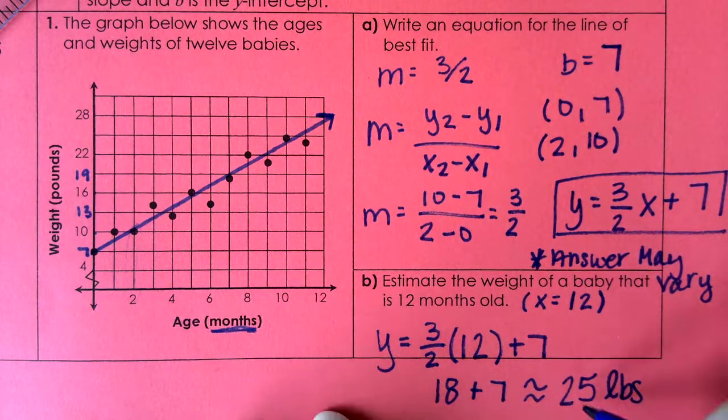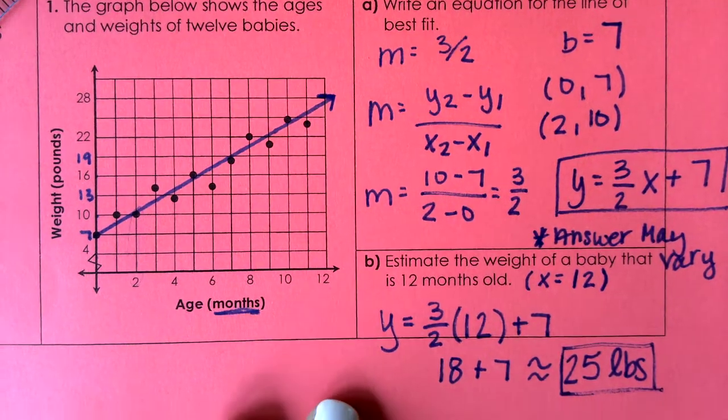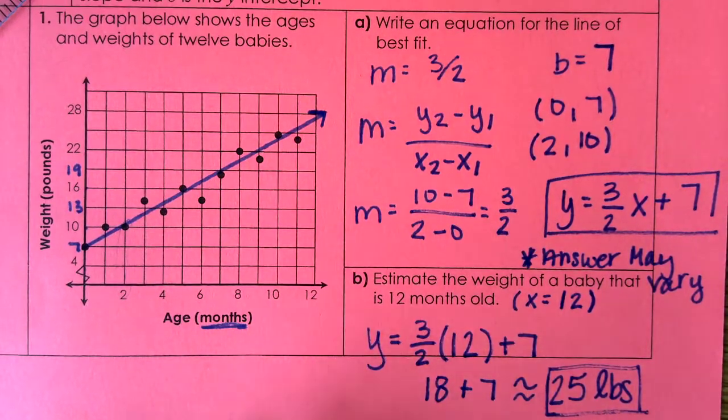Now this might be different. Some of you might get 26 pounds. Some of you might get 24 pounds. Some of you might get a decimal. But that's because your slope might be different than mine. That's why the answers will vary. Are we good with how to determine this line of best fit? Okay, we're done with notes for the day then.